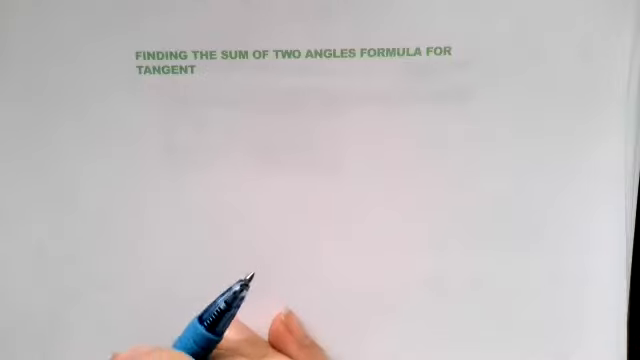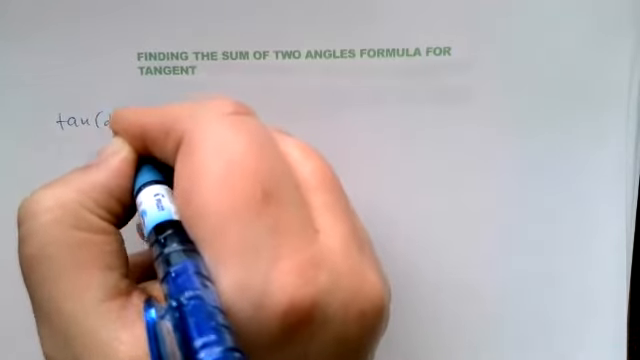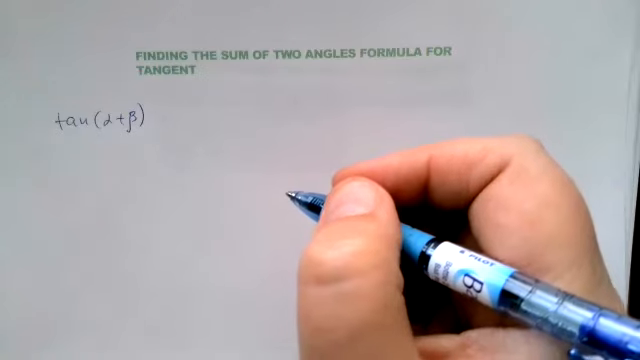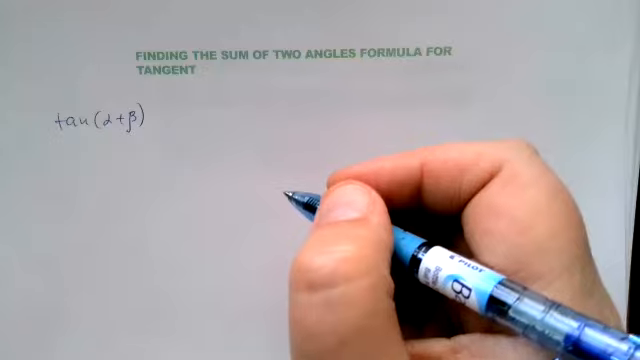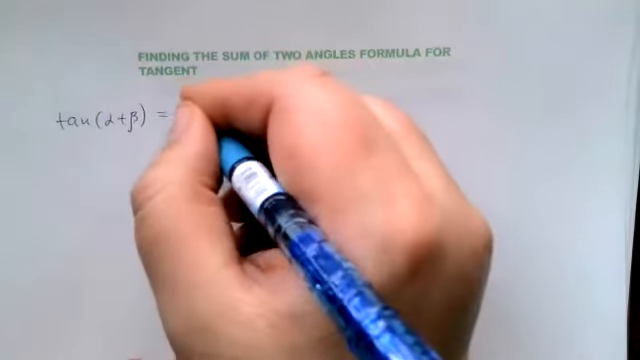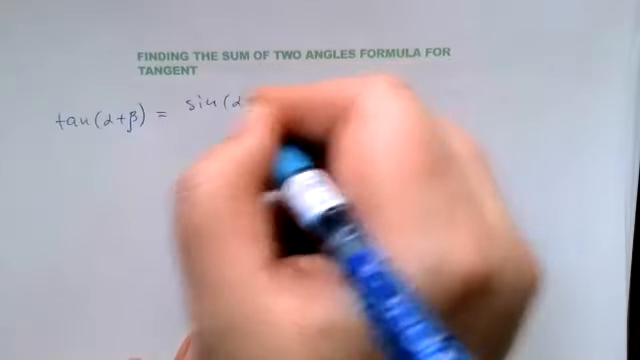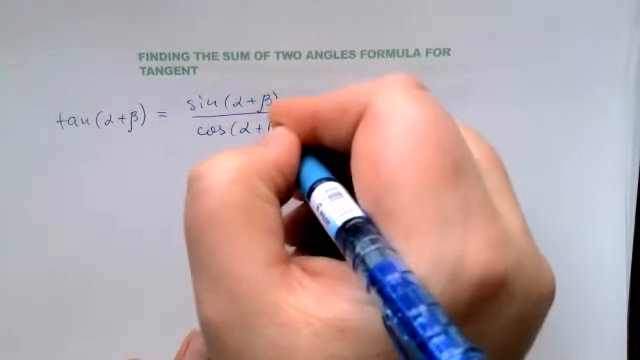In this video, we're going to derive our formulas for the tangent of the sum of alpha and beta, and take a look at how those formulas are going to be applied. By the definition, tangent is sine divided by cosine. So it's sine of alpha plus beta divided by cosine of alpha plus beta.